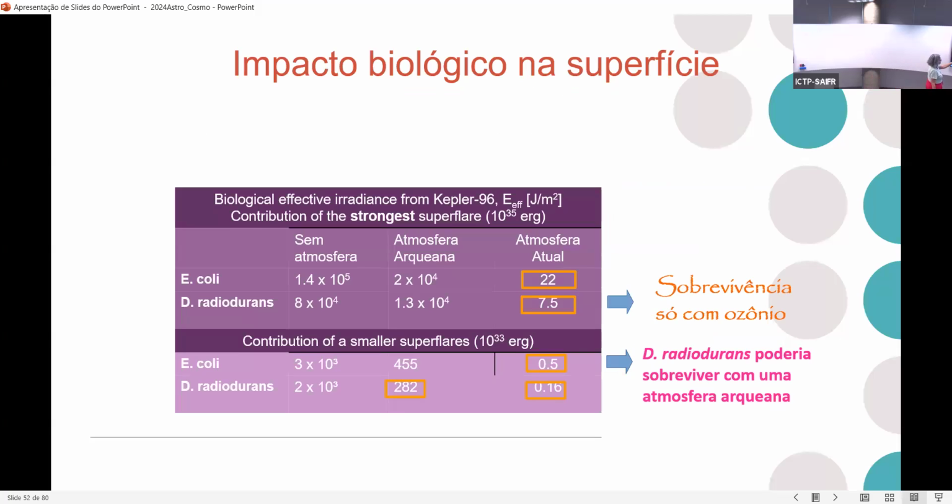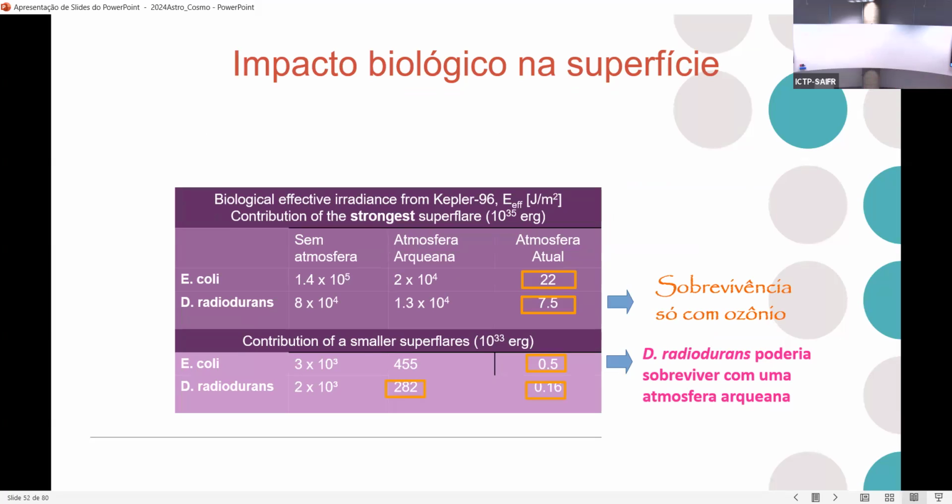And here are just the results. Just forget about this. No atmosphere, of course. Nothing could survive if there was no atmosphere. But then here's for the Archean atmosphere and for the present day atmosphere. So we have this for that largest flare, and then these are for the smaller flares.